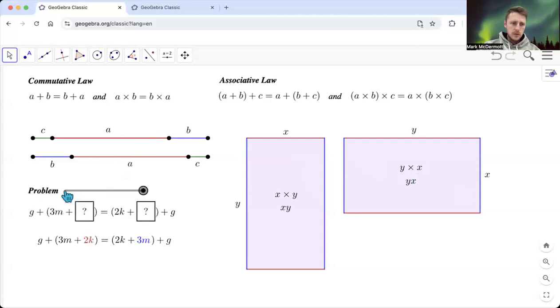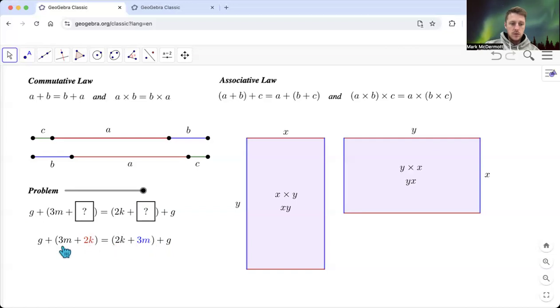Let's have a look at a problem, and we'll talk about this one together. So the problem says g plus 3m plus something equals 2k plus something plus g. Evaluate the somethings. Well, let's just look here. We can see that on the left-hand side, we've got a 3m. So that must mean somewhere on the right-hand side, we have to have a 3m if the expressions are equivalent. So g plus 3m plus 2k equals 2k plus 3m plus g.